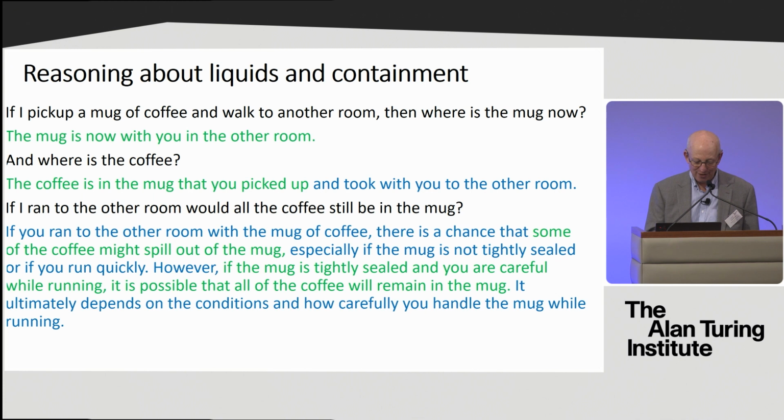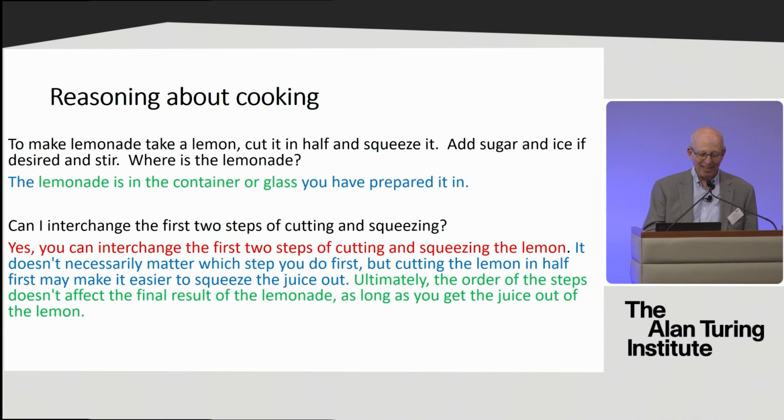So reasoning about cooking, this has got a little bit of temporal information now. To make lemonade, take a lemon, cut it in half, squeeze it, add sugar and ice as desired, and stir. Where's the lemonade? I haven't mentioned a glass, but it's common sense knowledge, I must have put it in a container or a glass. Great.